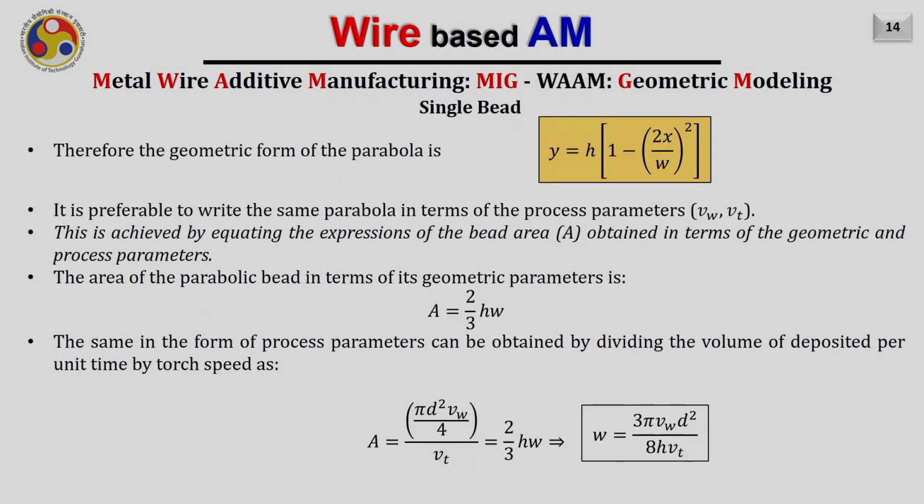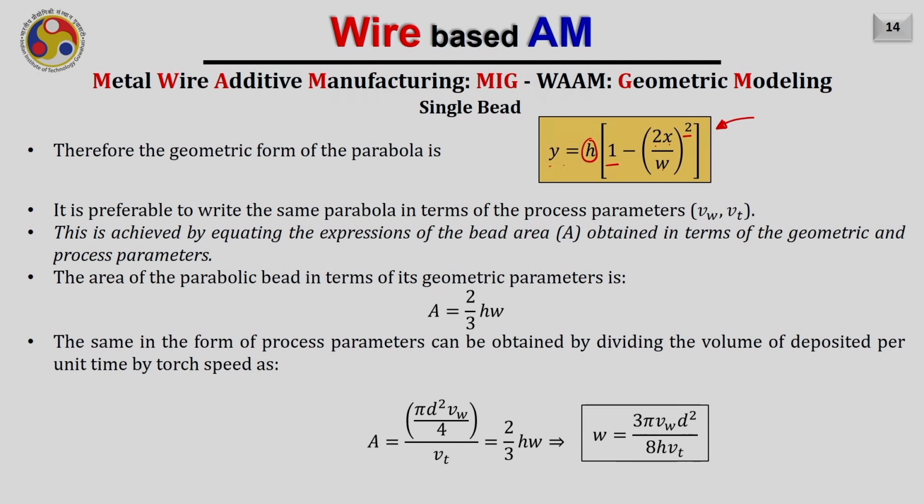Now I can put these two constants back into that equation, and as a result I will have the equation representing the shape of the bead as y equals h times bracket 1 minus (2x by w) square, bracket close.